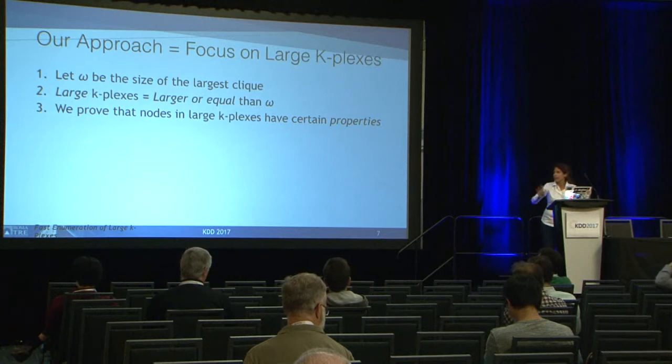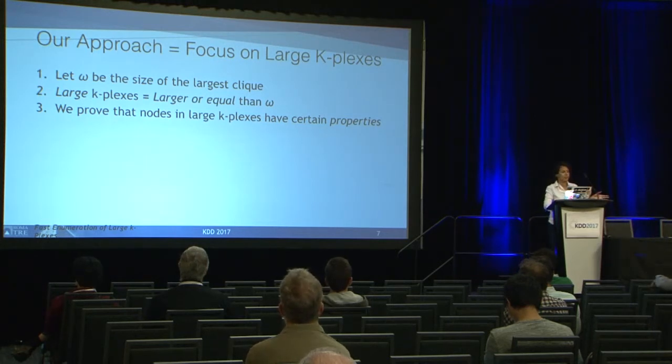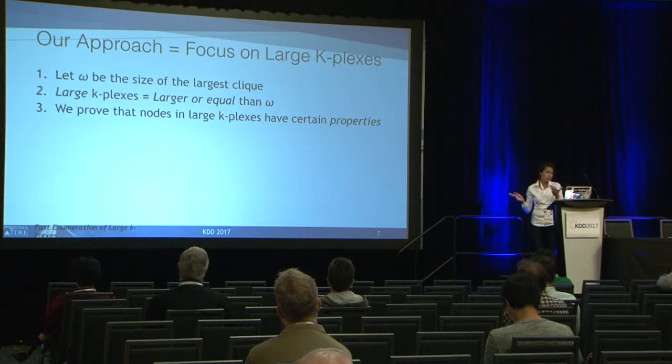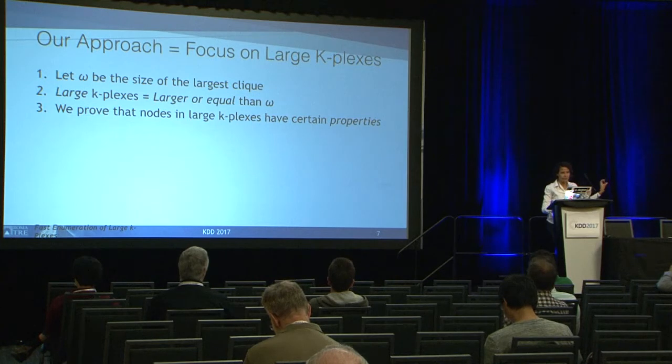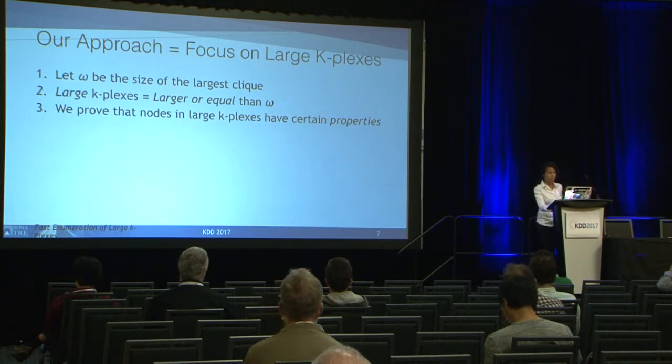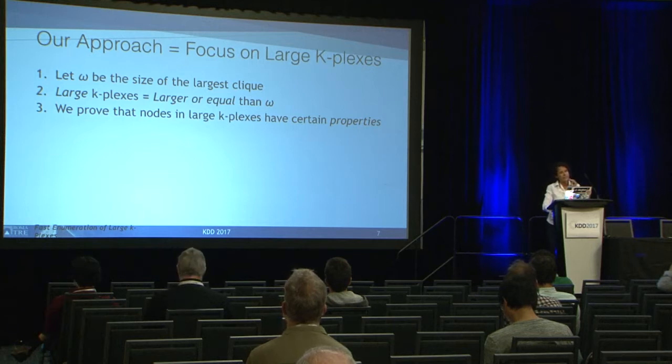Let omega be the size of the largest clique. For instance, a k-plex could be considered large if its size is larger than or equal to omega. That is very intuitive. We are not restricted; we can use any threshold for k-plex size, but one reasonable threshold is the size of the largest clique. The intuition is that nodes in large k-plexes, where large is defined with respect to the size of the largest clique, have certain properties. So we will enumerate only subgraphs that have those properties.